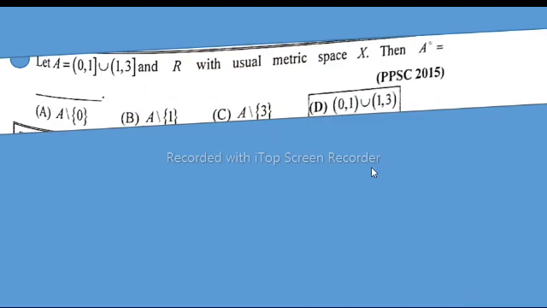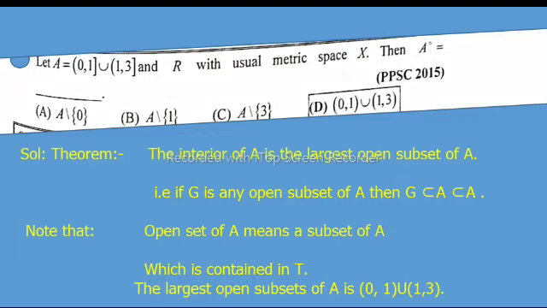In this lecture, I will solve Pakistan Public Service Commission 2015 MCQs. That is, let A be equal to the open and closed interval 0 to 1 union the open and closed interval 1 to 3, and R with the usual metric space X. Then A interior is equal to... Solution theorem: the interior of A is the largest open subset of A.